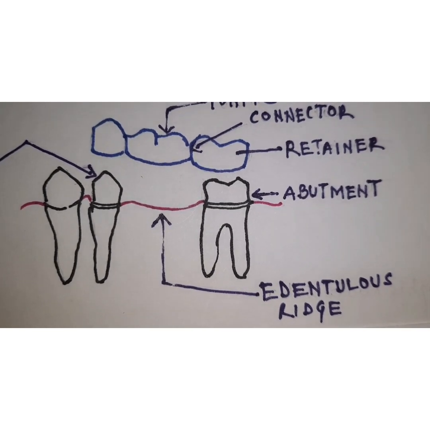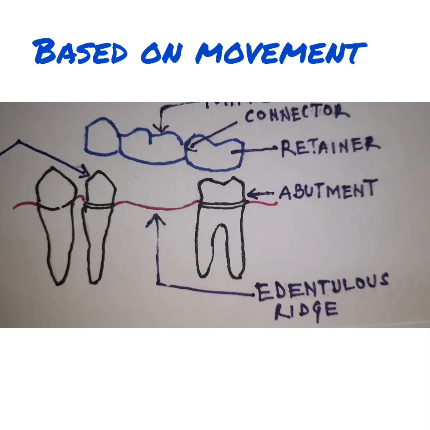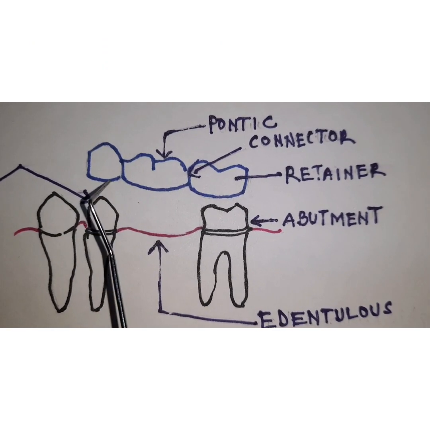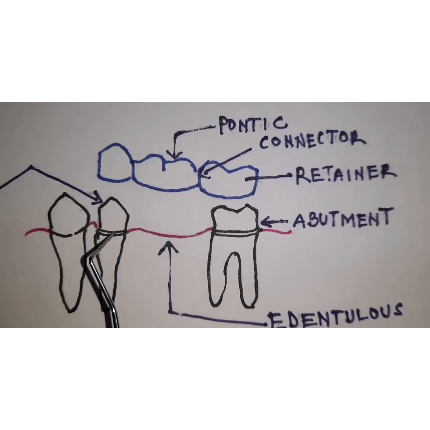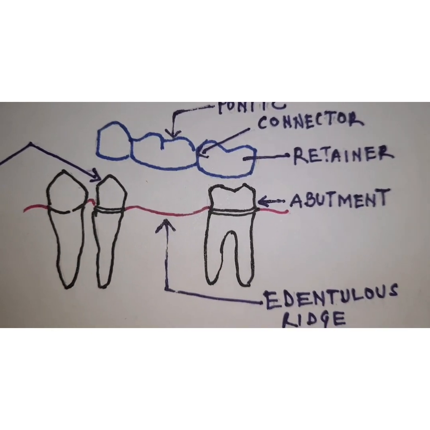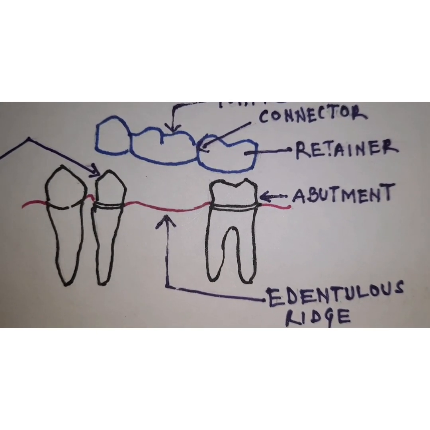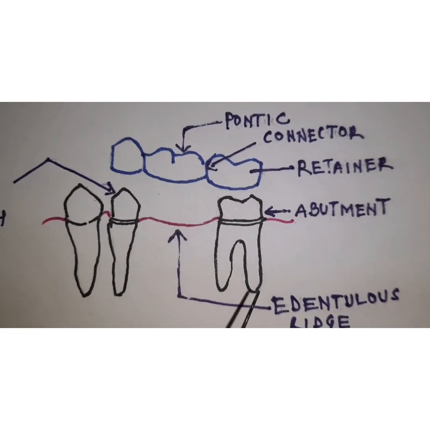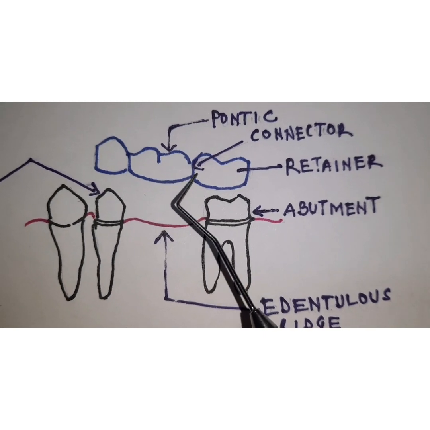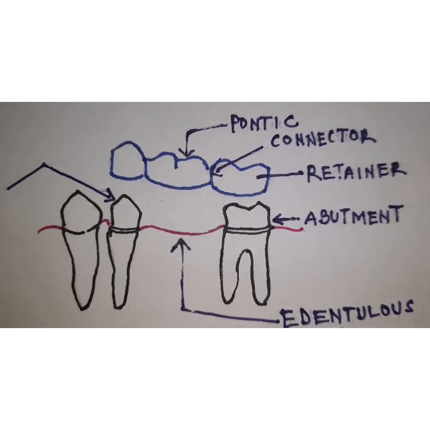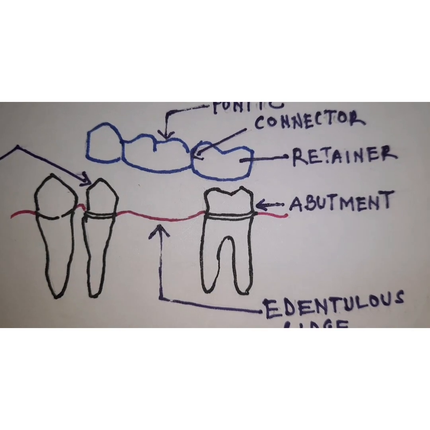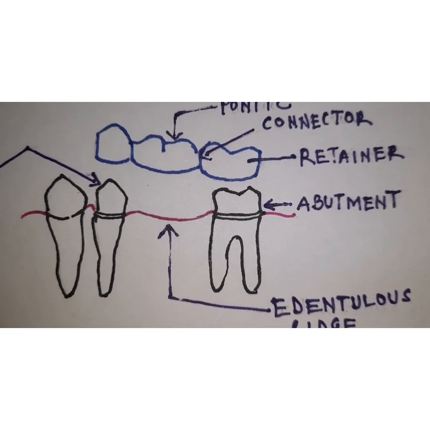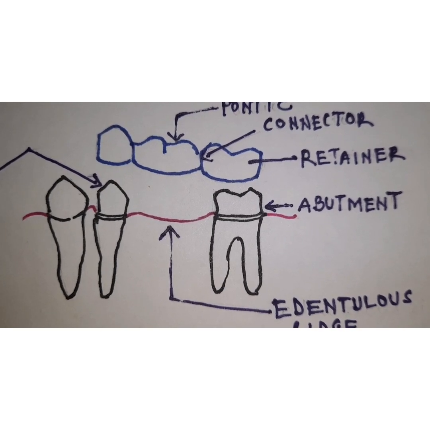Then, on the basis of the type of movement, you have fixed partial dentures. As you can see, there is no movement between this type of denture and the teeth. So this type of prosthesis will be called a fixed FPD. It could be a fixed movable partial denture, wherein you have a connector which is non-rigid, where you have a movable component. So it will be called a fixed movable partial denture, and it can be a combination of both.